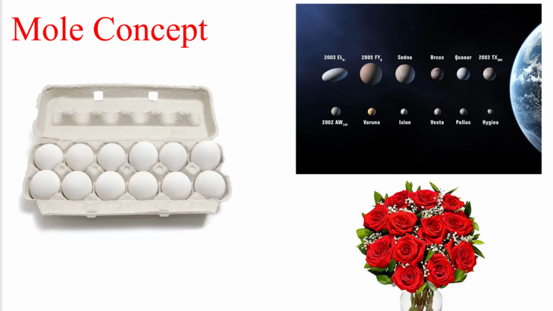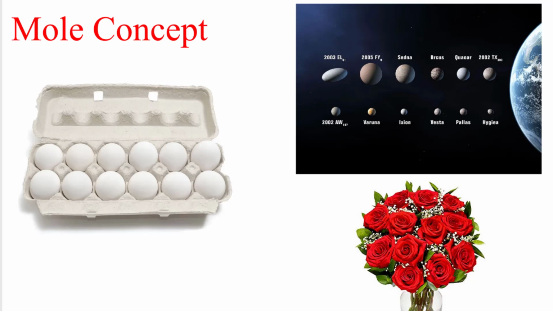In chemistry, we had to come up with this concept. A guy named Avogadro came up with this concept called the mole, and it was developed over time. It's very analogous to a dozen. What is a dozen? It's 12, 12 of anything. So 12 eggs is equal to 1 dozen eggs. 12 dwarf planets is equal to 1 dozen dwarf planets. 12 roses is equal to 1 dozen roses.